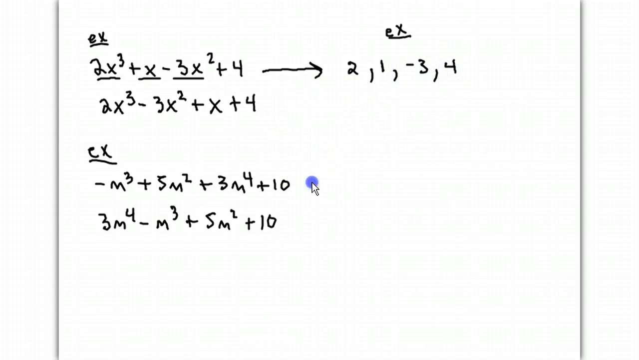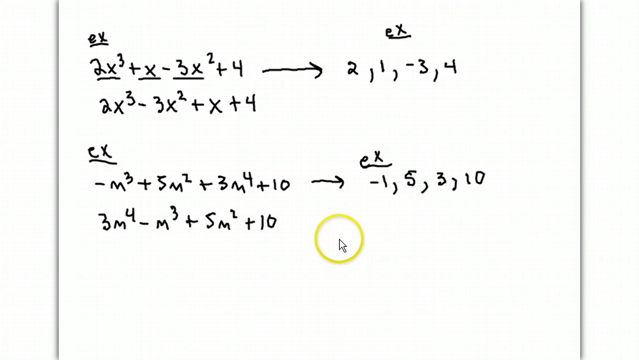So let's look at this one. If you want to list just the coefficients, the first term would be a negative 1, because that's the number connected to it. Second term would be 5. Third term would be 3, and then last you would have 10. If you had a fraction, let's say you had m over 4, then its coefficient would be 1 over 4, because that's the number that's attached to m.